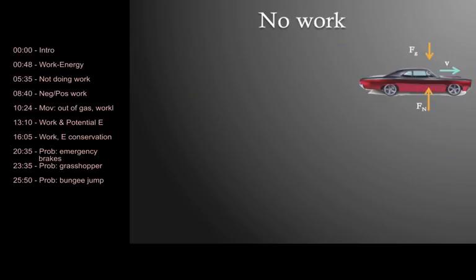Let's consider a different case of not doing any work. Here we have a car, gravity is pulling down, but in this case, the car definitely does have some displacement. It's traveling at a constant velocity. But gravity is pushing down on it. We have a normal force pushing up. We can even have a frictional force pushing back in this direction, and then the force of the engine in this direction.